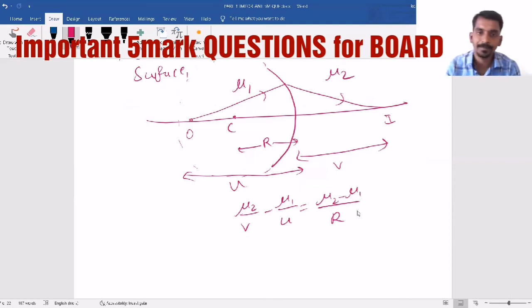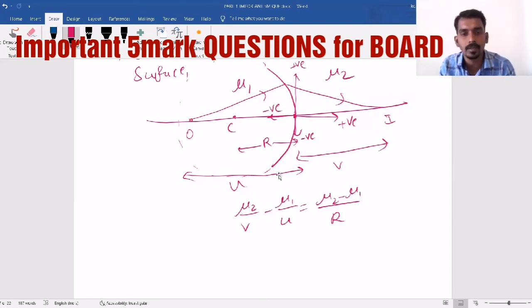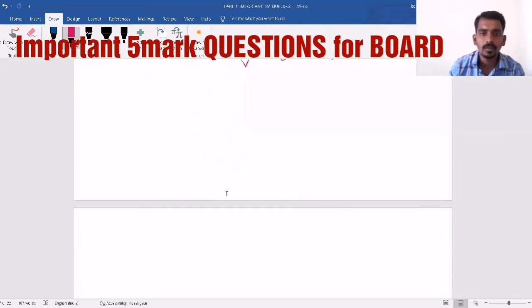This is the formula you need to know, and proper sign convention must be applied: from the center, in the direction of incident rays all the distances will be positive, in the opposite direction all the distances will be negative, and above the principal axis all are positive and below the principal axis all are negative. That sign convention must be applied in every case of optics.